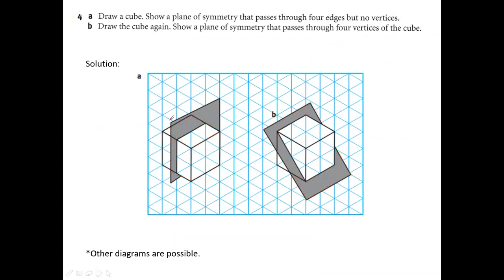Either you draw this, or vertically also, it is not going to touch any of the vertices. Okay. Here he has taken it horizontally, you can draw it vertically also.